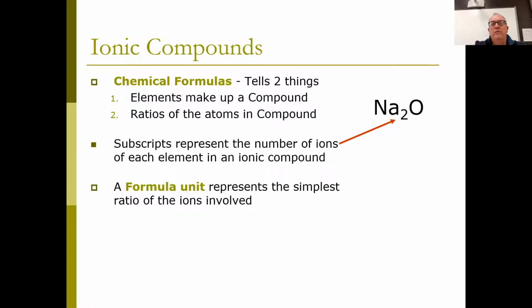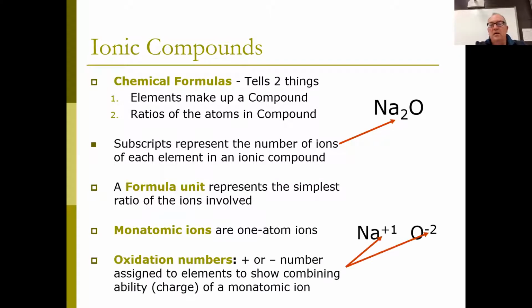Another way ionic compounds are talked about is they'll be called a formula unit. Covalent compounds will be called molecules. And monatomic ions: sodium is monatomic because there's just one of these. Oxygen, there's just one of these. So these are monatomic, and combining these together, these make a binary compound.